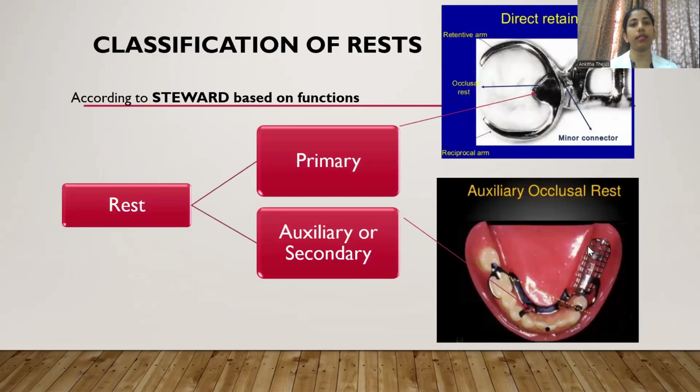Next, we'll be discussing the classification of rests. Rests are primarily classified according to Stewart into two types, that is primary rest and secondary rest. Secondary rest is also known as auxiliary rest.